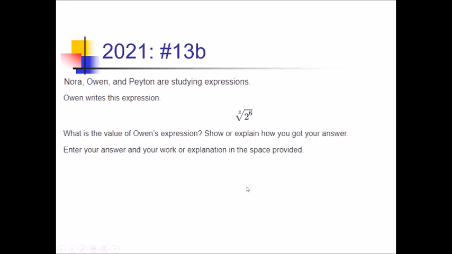Another way you could do this, since we have a radical and an exponent, we know that we can turn that into a fractional exponent. We can rewrite this as 2 to the 6 divided by 3 power. 6 divided by 3 is 2, so this is really 2 squared, which is, again, 4.